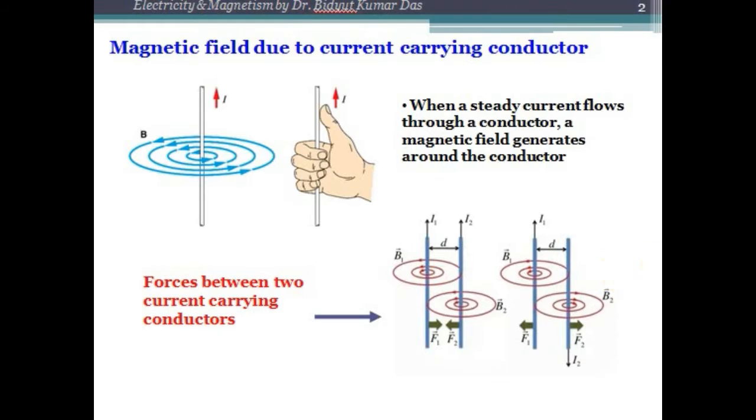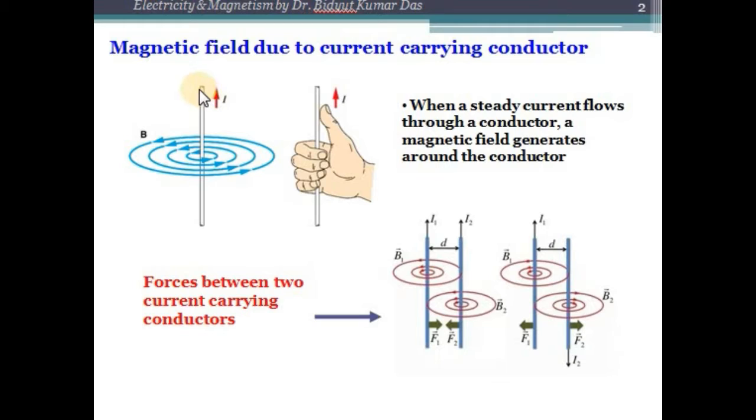Before going to electromagnetic induction, first let's talk about how a magnetic field is produced by a current carrying conductor. A magnetic field can be produced in two ways, by permanent magnets and by current carrying conductors. We all know about permanent magnets, but how a magnetic field is generated by a current carrying conductor, we will be discussing here.